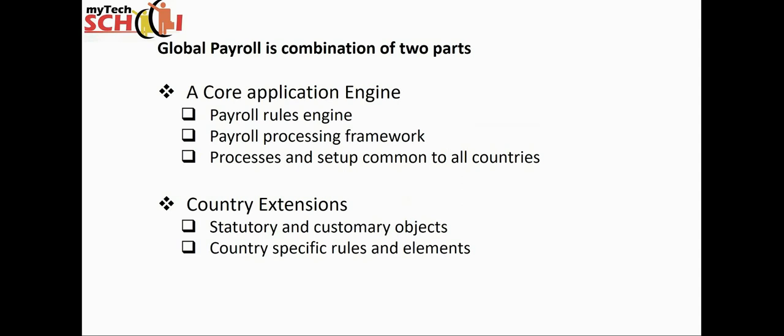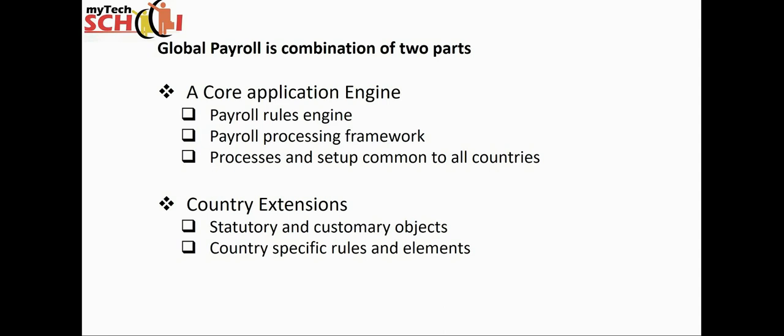Global Payroll is a combination of two main parts: a core application engine and the country extension. A core application engine is further divided into payroll rules engine, payroll processing framework, processes and setup common to all countries. Country extension is further subdivided into statutory and customary objects for the country and country-specific rules and elements.